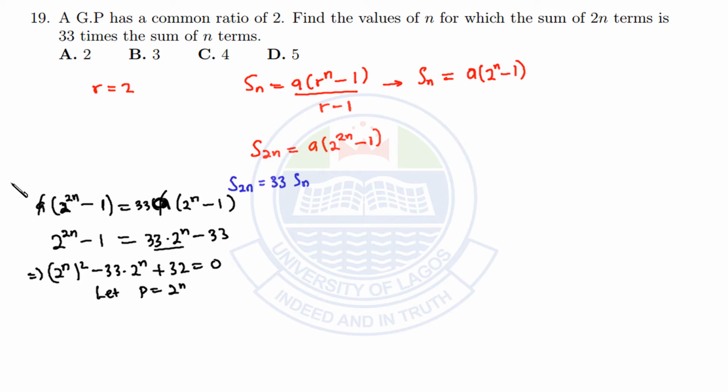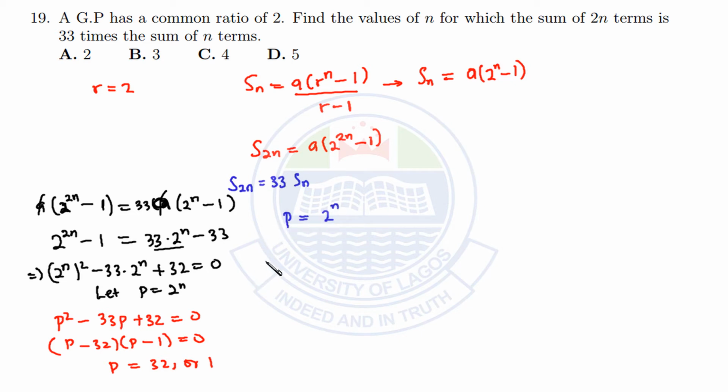2 raised to power n, that means that I'm going to have this to be p squared minus 33p plus 32 equals 0. And I will have this to be (p minus 32)(p minus 1) equals 0. That implies that my p is 32 or 1. And don't forget that your p before was 2 raised to power n.